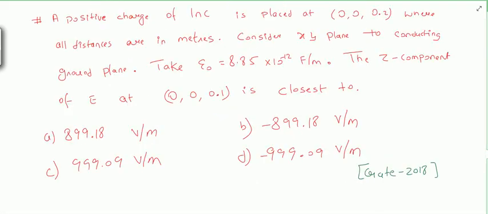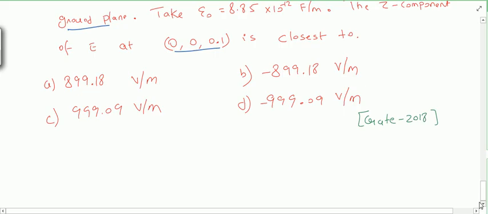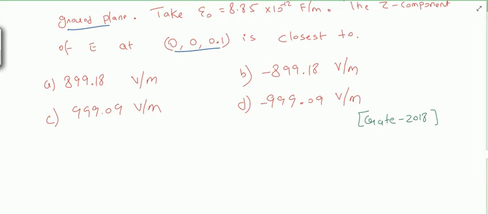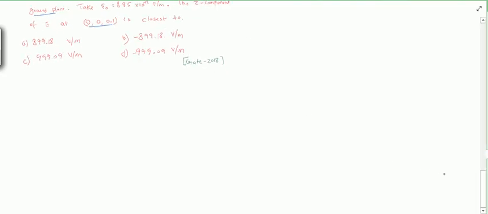Okay, so let us see one great question here. A positive charge of 1 nanocoulomb is placed at (0, 0, 0.2), where all distances are in meters. Consider the xy plane to be a conducting ground plane. Take the epsilon value as given. Which one of the following options is closest to the z component of the electric field at the point (0, 0, 0.1)? So we understood the question.